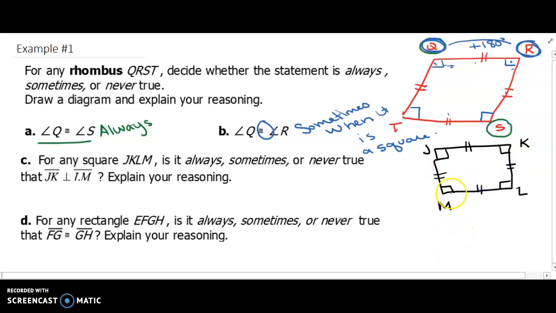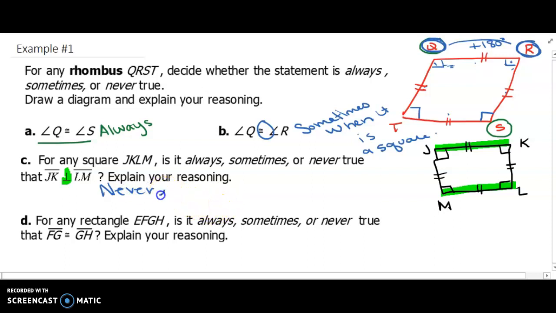Always, sometimes, or never true that JK is perpendicular to LM. Okay, now this does 2 things. 1, do you know what perpendicular is? And 2, do you draw a picture to look at it to see? Okay, well, this is never.